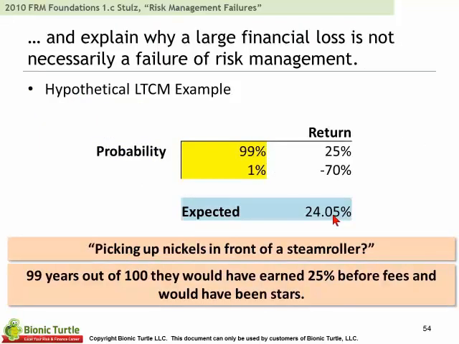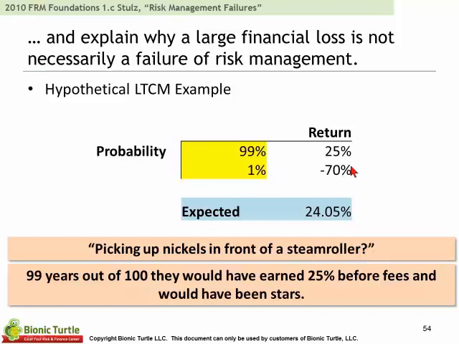So his example of why a large financial loss is not necessarily a failure of risk management, well, he's really just illustrating the difference between ex ante probabilities and ex post outcomes. He takes a very simple example of picking up nickels in front of a steamroller. That phrase is associated with writing deep out of the money puts, where you can make a profit for a while until the asset drops, and then you can be exposed to a huge loss.